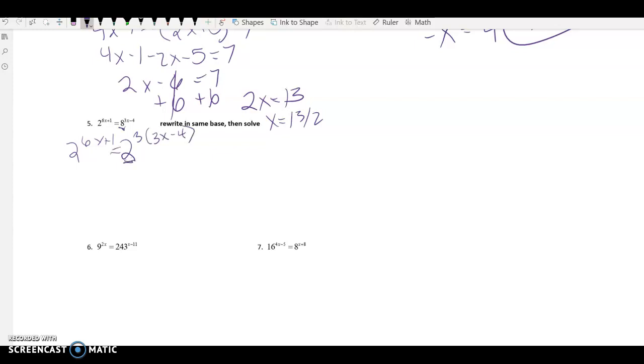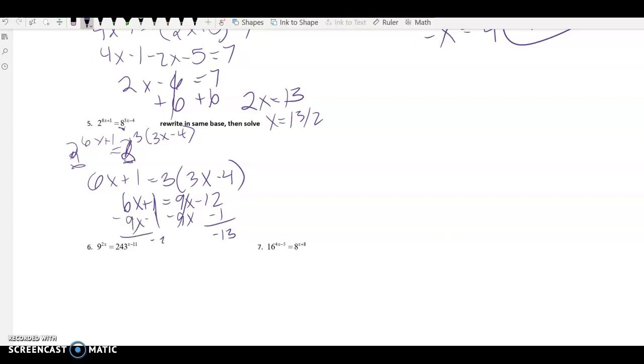Now I have the same base. But watch what happens, because 2 times 2 times 2 gave me 2 to the 3rd, or 8. Now I have 6x plus 1 on the left-hand side because I'm getting rid of that base. But I need to bring over this 3 times 3x minus 4. So I get 6x plus 1 equals 9x minus 12. Solve for x. I'm going to subtract 1. I get negative 13. I'm going to subtract 9x. I get negative 3x. Divide both sides by negative 3. I get x equals 13 halves. So, trying to get these to have the same base.